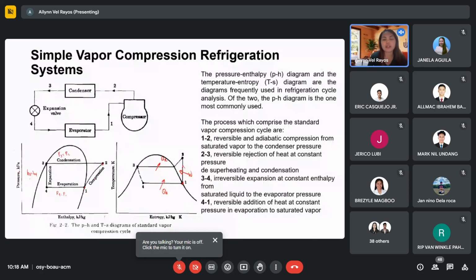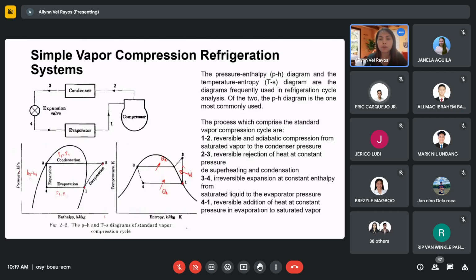And then 4 to 1, dito yung ating refrigerating effect, so reversible addition of heat at constant pressure. So again, constant pressure process, addition of heat. So P4 is equal to P1, where our QA or refrigerating effect natin happens. So QA is being added doon sa ating evaporator. Do you have any question dito sa cycle natin? Tsaka sa ating pH diagram? Question, clarification.